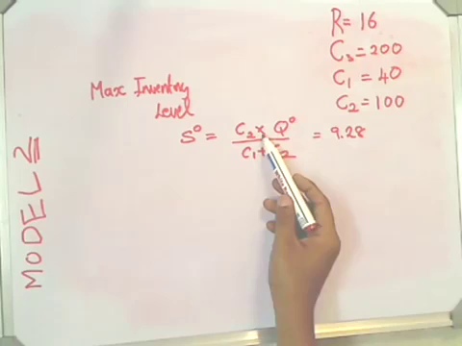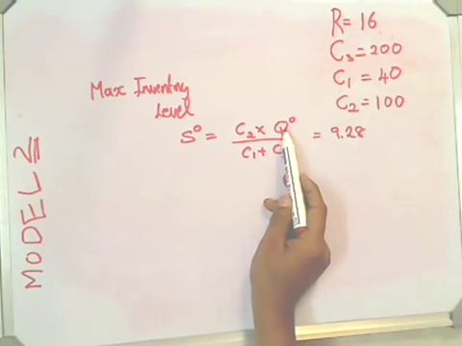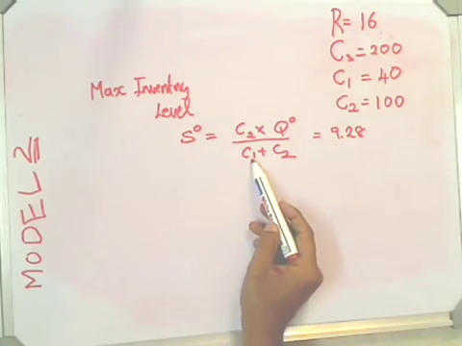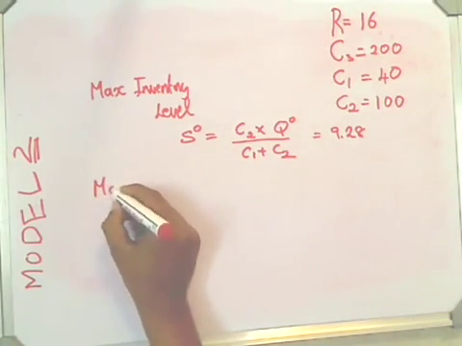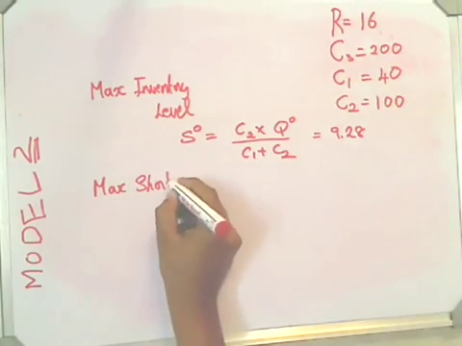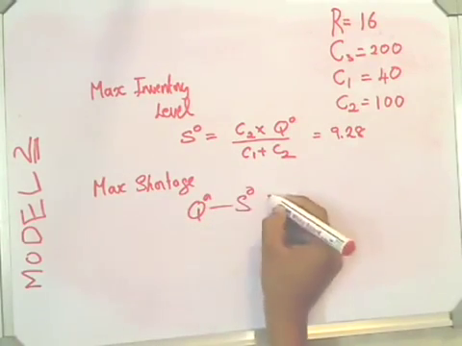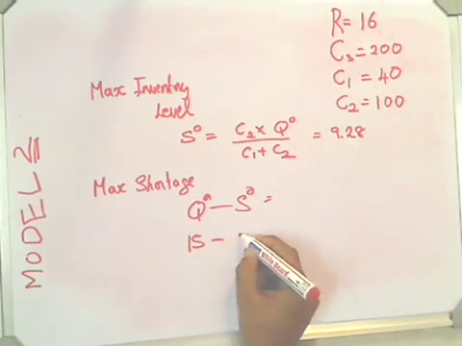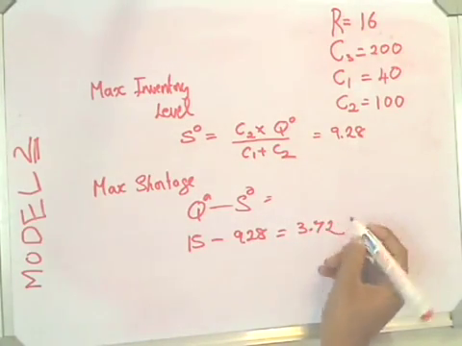C2 would be 100 multiplied by Q naught. This is Q naught in case shortages are allowed. So Q naught would be 15. 100 multiplied by 15 divided by 40 plus 100. You should be able to get 9.28. And then the maximum shortage that can be there here is calculated by Q naught minus S naught. So Q naught, if you remember from the previous one, would be 15. 15 minus 9.28 gives you 5.72, or about 3.72 as stated.